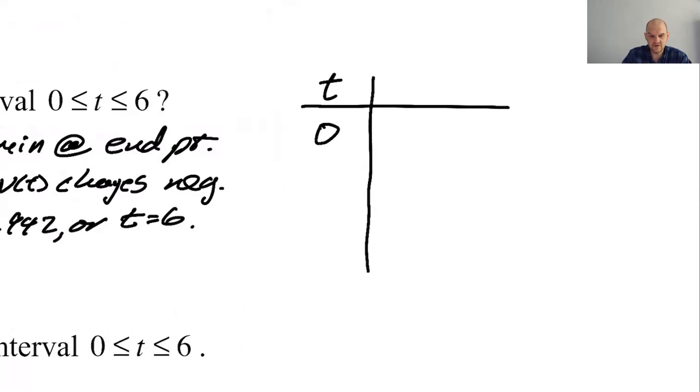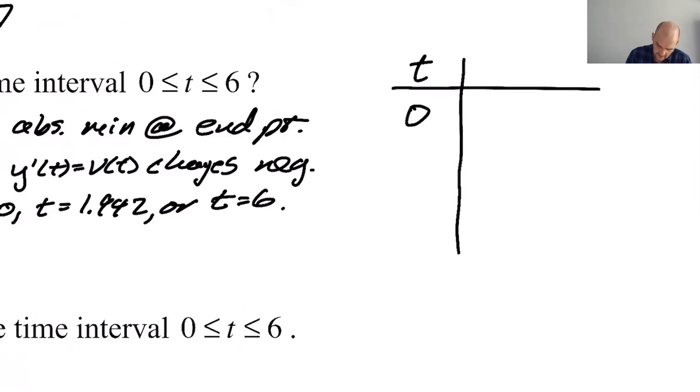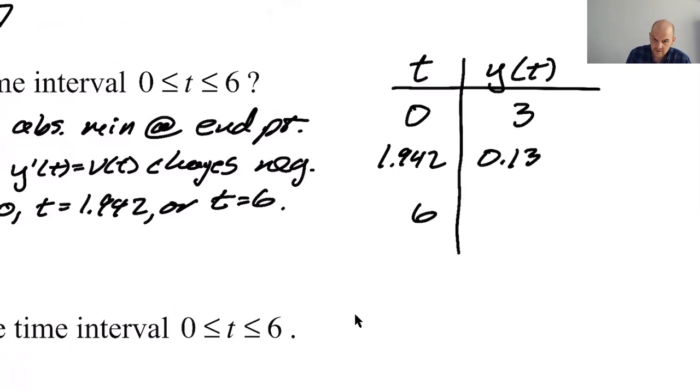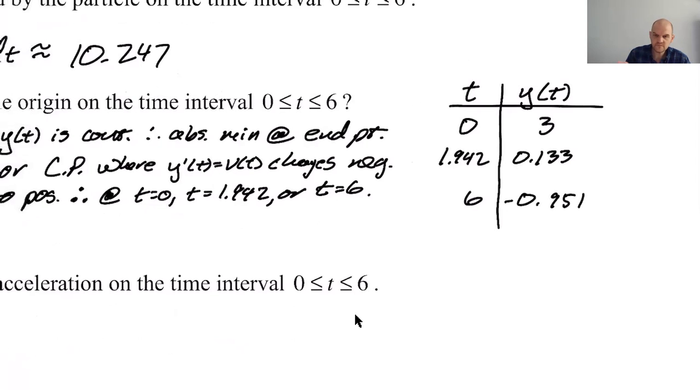I'm looking at my cap. Oh wait, I wrote it. 1.942 and 6, and then y of t. This was 3. This was 0.133, and then negative 0.951. Okay, but we're not really done, right?